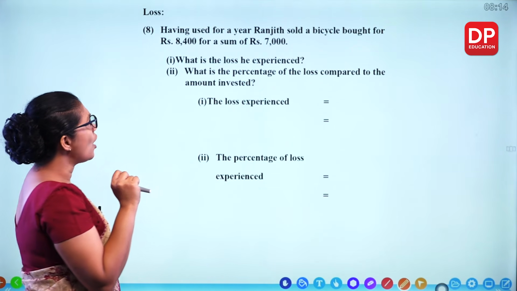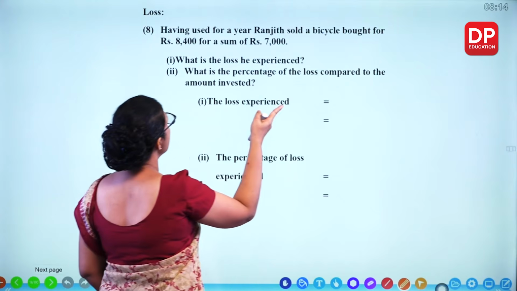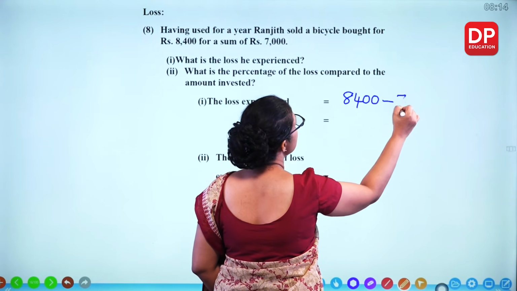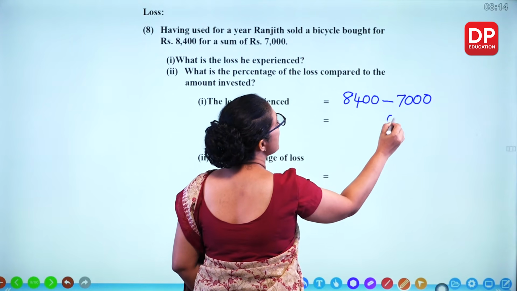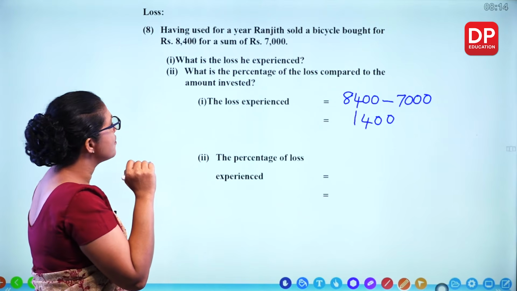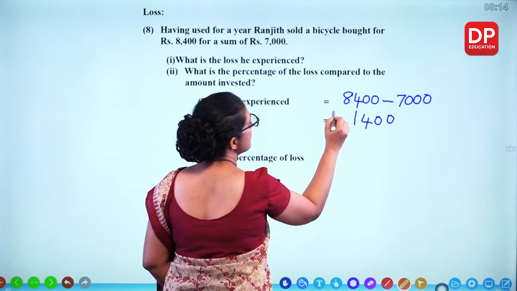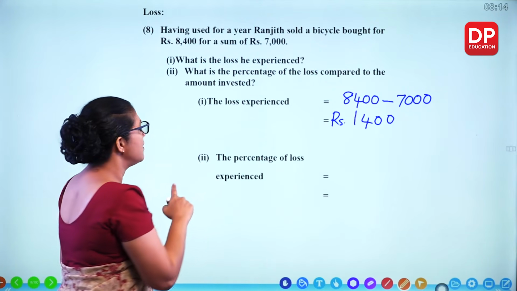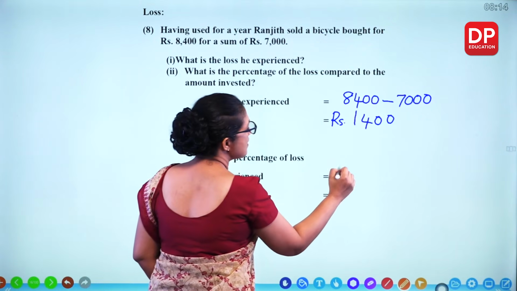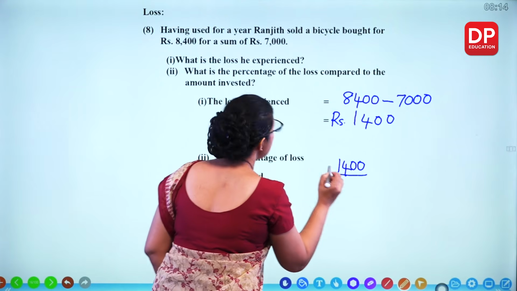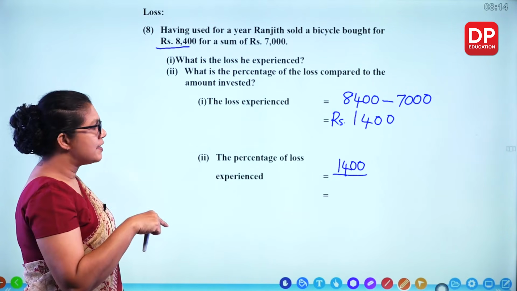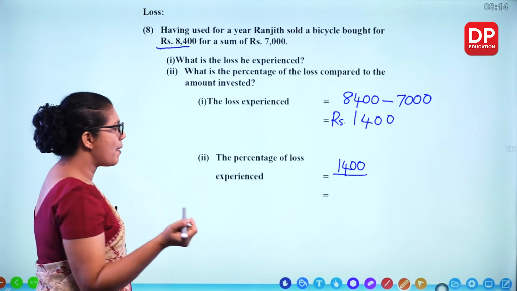So how we find out the loss? Take the difference. Now the buying price is 8,400 minus the selling price. So you get 1,400 rupees is the loss he gained. The percentage of loss experienced, loss is 1,400 divide by the buying price. So you have to remember always the denominator is the purchase price or buying price.